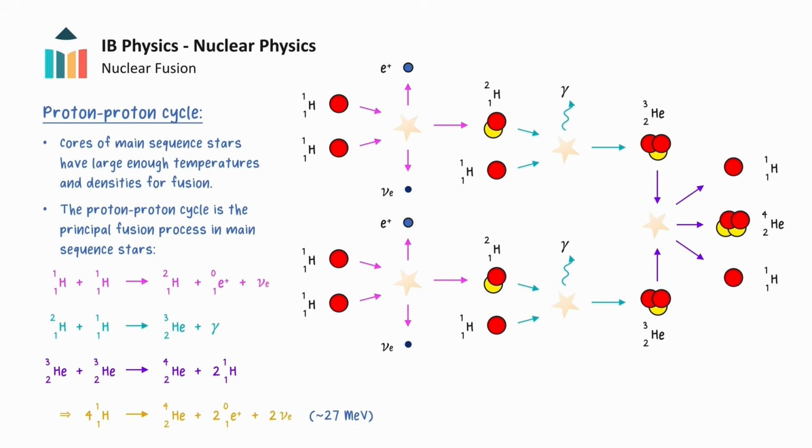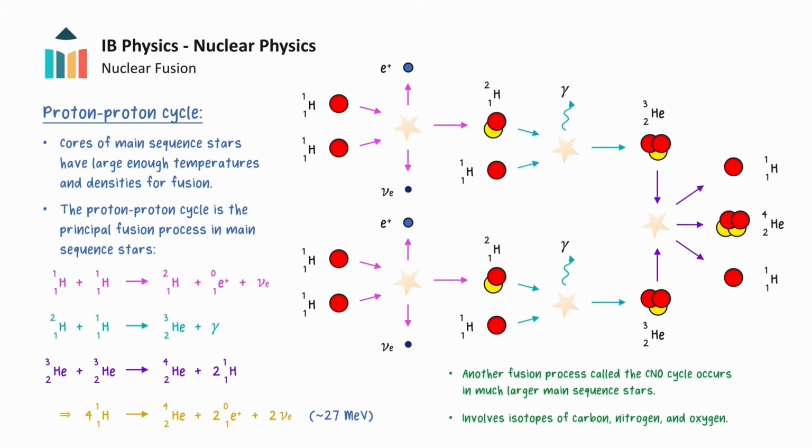As an aside, the CNO cycle is another fusion process that can occur in main sequence stars with masses much greater than the Sun. The CNO cycle is a 6-step process involving isotopes of carbon, nitrogen, and oxygen, but in effect, it still produces a helium-4 nucleus from 4 protons.